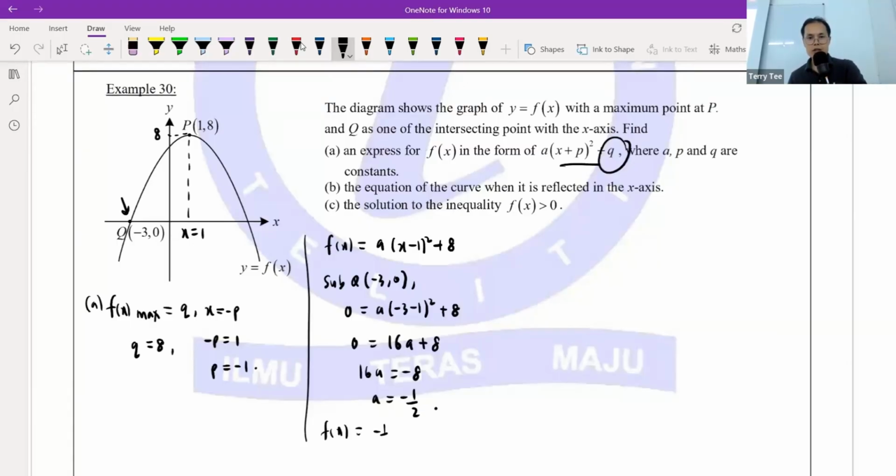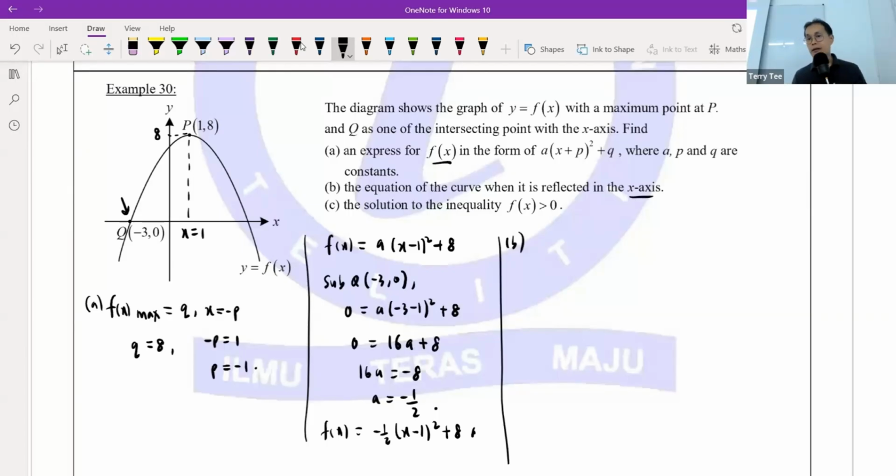I finally got my equation here. This is the equation of f(x) in vertex form. Previously we just compared and found the value of p and q. Now we go one step further to find the value of a. Okay, on top of that, we're supposed to find the equation of the curve when it is reflected in the x-axis.